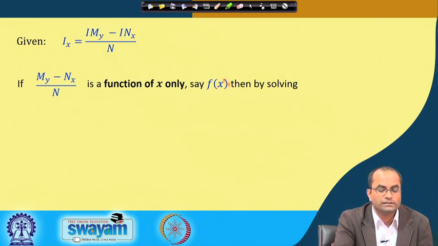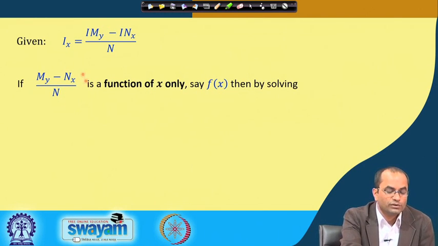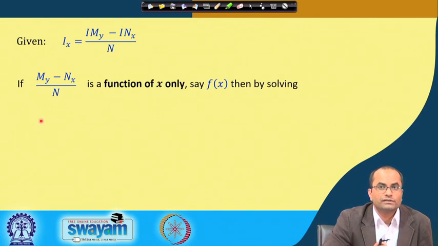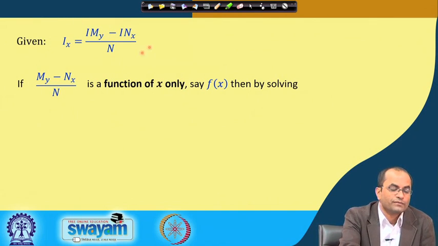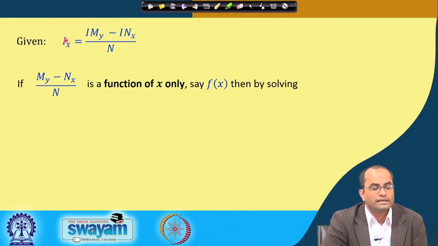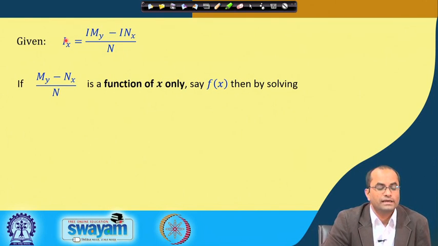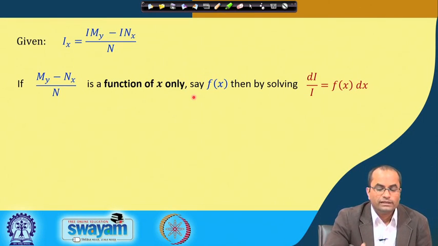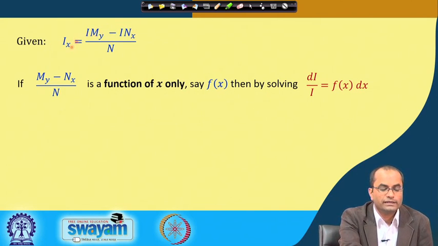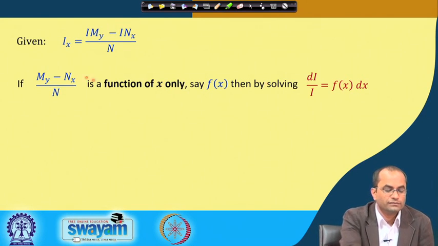So, we say this is the function f(x), because we assume that if this is a function of x alone, then only we can proceed for solving the equation I_x equal to (I M_y minus I N_x) over N. So, if this is a function of x only, then we can solve this equation dI over I from the right hand side is equal to this f(x), which we have used for this function here, dx.